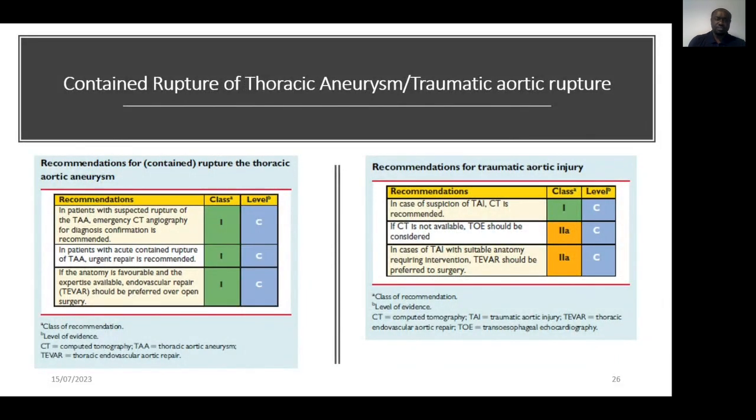Patients with continued rupture, very rare. But if they have continued rupture and it's in the ascending aorta, surgery is recommended. If it's in the descending aorta, stenting is recommended.